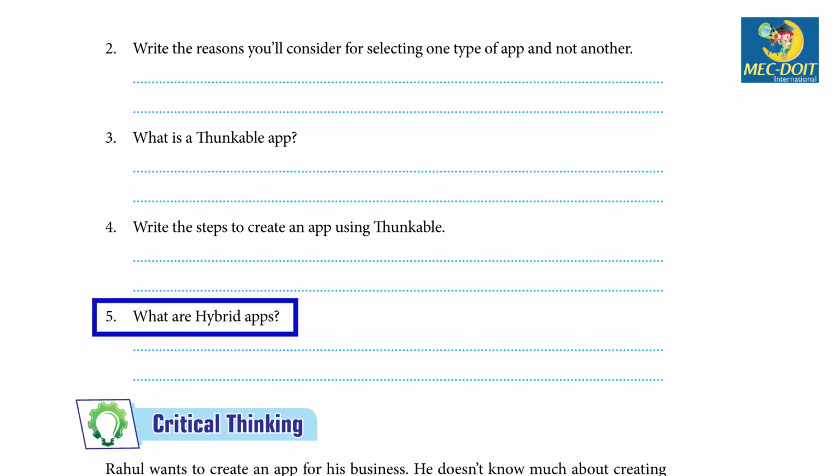5. What are hybrid apps? Answer: web app and native apps are combined to create hybrid apps. These apps can be loaded on a device much like native apps and have a user interface similar to a web app. Apps that are hybrids can be acquired from the iOS or Play stores.